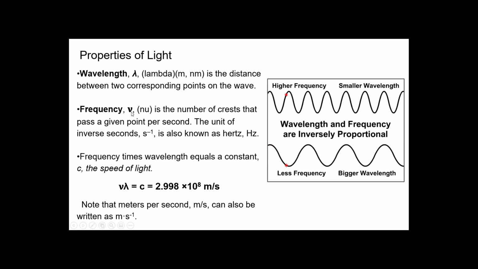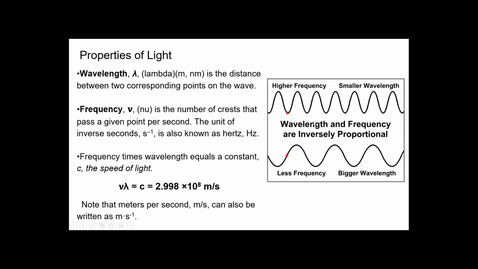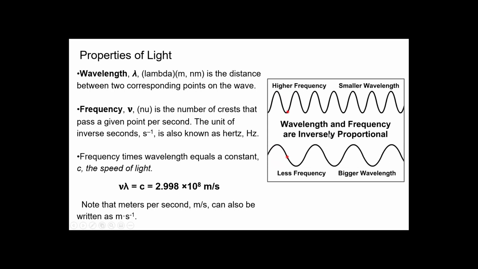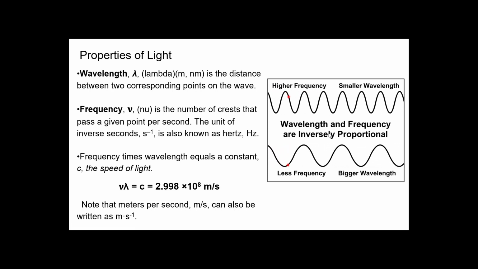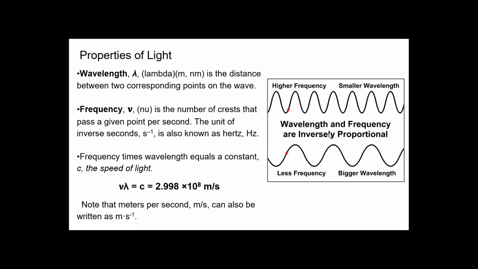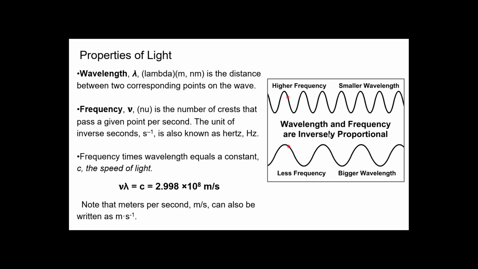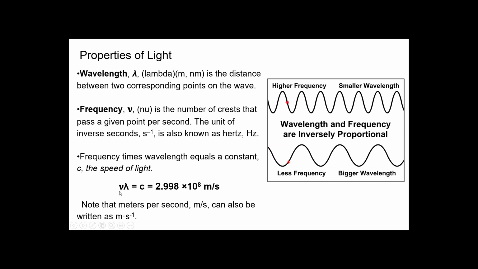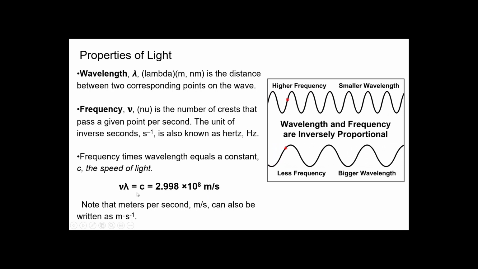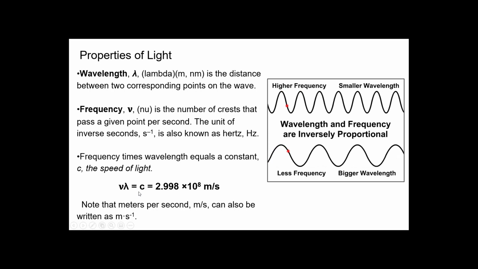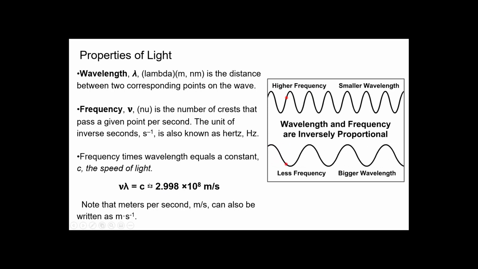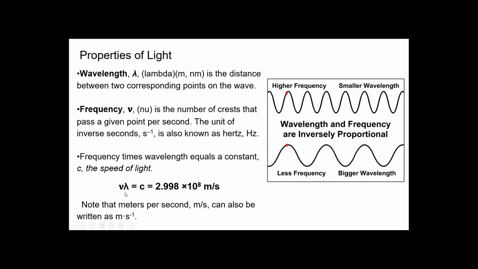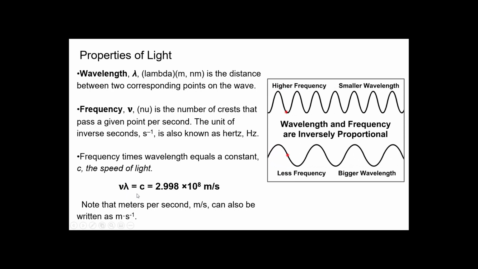Frequency is nu, this little fancy V. As you can see here, wavelength and frequency are inversely proportional. What that means is that if one goes up, the other goes down. If I double one, then I have to halve the other one. Why is that? Because when we plug it into this equation, it is frequency times wavelength equals the speed of light. The speed of light is always equal to a certain value. So in order to attain that, one must go up and the other must go down to keep it at that value.